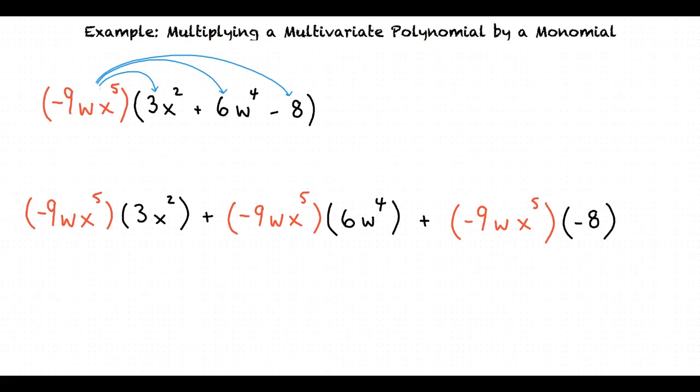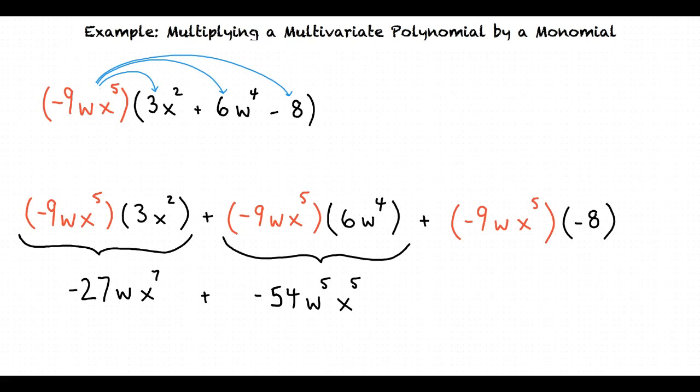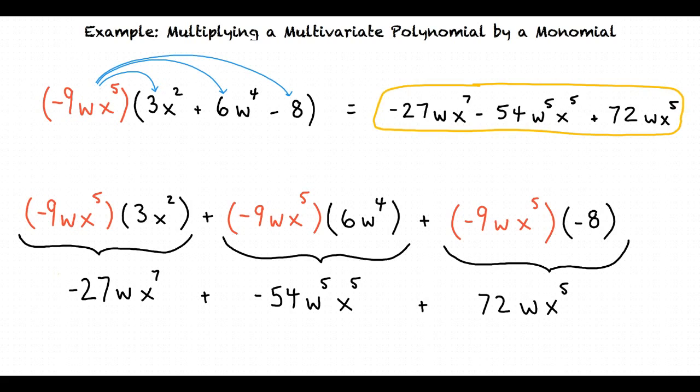Next step now is to simplify the terms of the polynomial. Our first term becomes negative 27wx to the seventh. Our second term becomes negative 54w to the fifth x to the fifth. And our final term becomes 72wx to the fifth. We put our terms all together and our answer is negative 27wx to the seventh minus 54w to the fifth x to the fifth plus 72wx to the fifth.